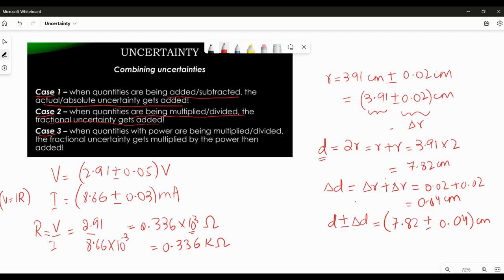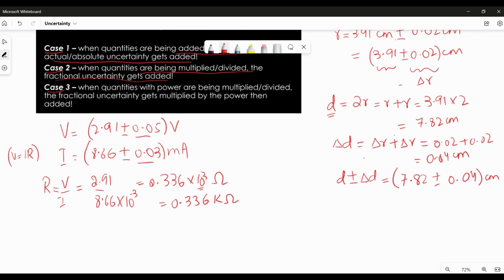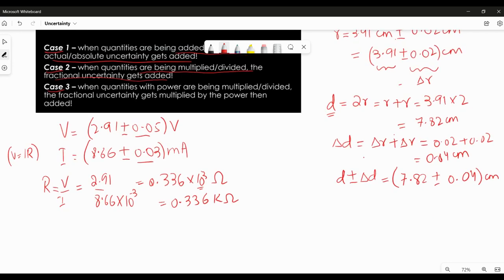All right, now this is the value of resistance, but since we know that the values of PD and current that have been used to calculate resistance had some uncertainty in themselves, which means that the resistance value must have some uncertainty too. This is not the absolute value. There has to be some uncertainty in there. Now, how do we find it?